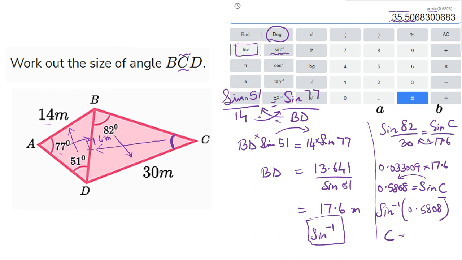which means that my angle C is 35.5 degrees. You mainly keep it to one decimal place. My question was to work out the size of angle BCD, and I have found out that my angle C is 35.5 degrees. Hence the question is solved.